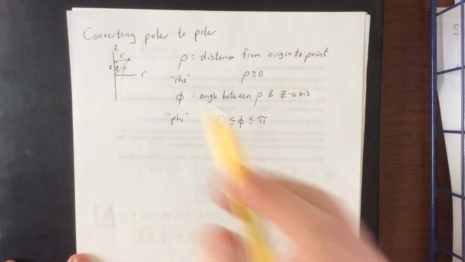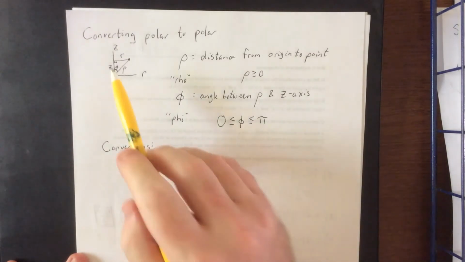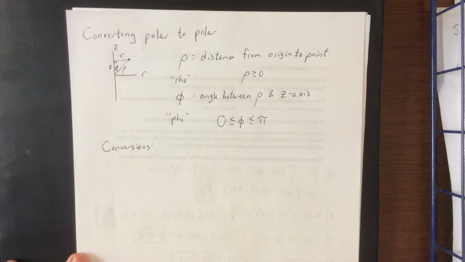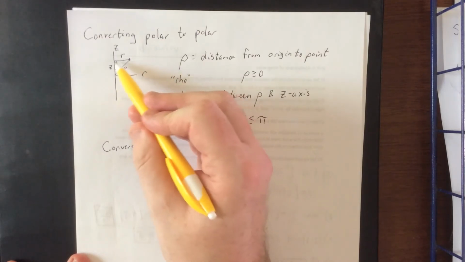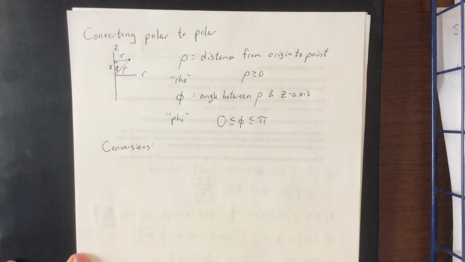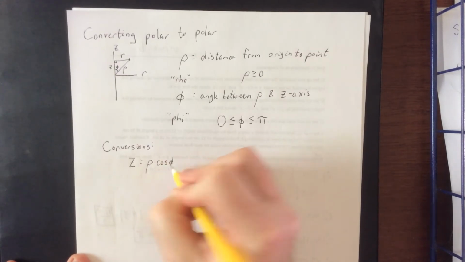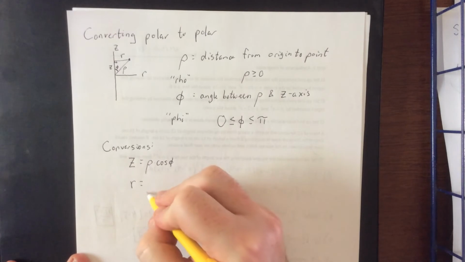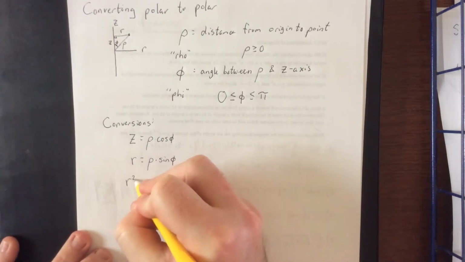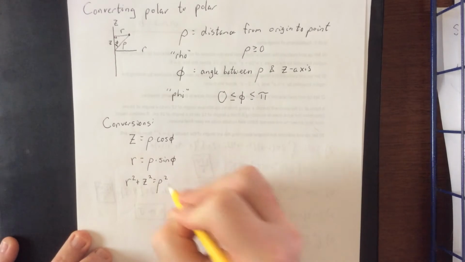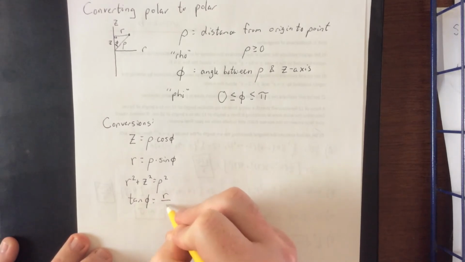So, with those 2 things in place, here are our polar conversions. Essentially, it's going to be the same sort of right triangle trigonometry as what got us cylindrical coordinates in the first place. So, from the perspective of phi, z would be the adjacent side, r is the opposite side, and rho would be the hypotenuse. So it translates in the following fashion. Z is equal to rho times the cosine of phi. R would be equal to rho times the sine of phi. Additionally, we would also have that r squared plus z squared is equal to rho squared. And finally, that the tangent of phi would be equal to the opposite side over the adjacent side.